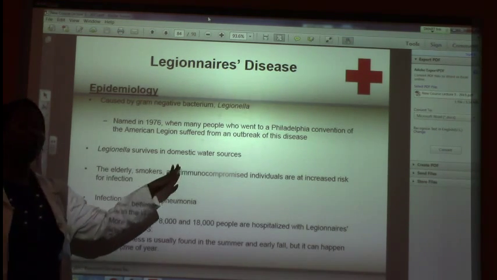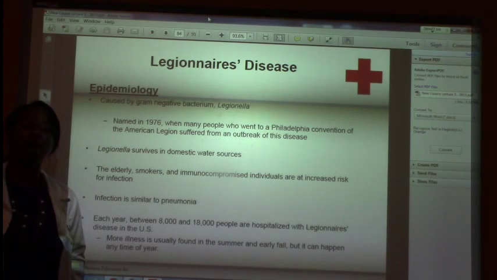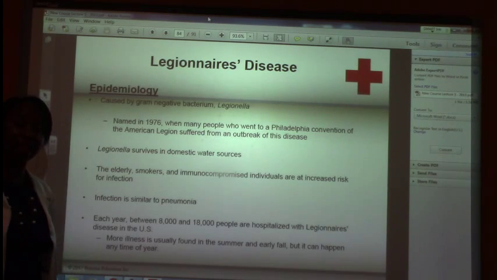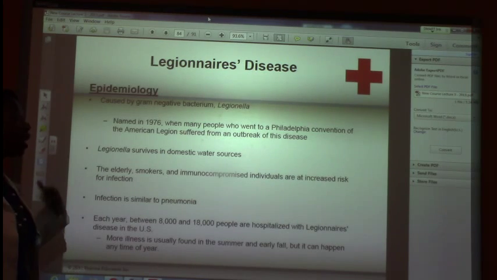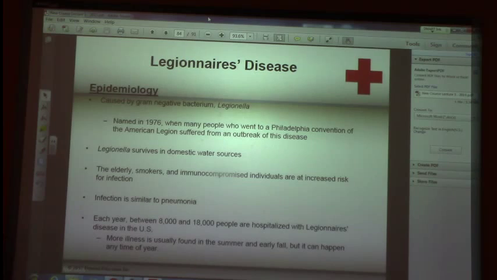Legionella does survive in domestic water sources. As I was mentioning during the case study activity last week, it can contaminate plumbing and piping systems, and as such, when we come into contact with it, it can lead to this particular condition. Those primarily impacted are the elderly, as well as smokers and immunocompromised individuals. They are most at risk. The infection is very similar to pneumonia.